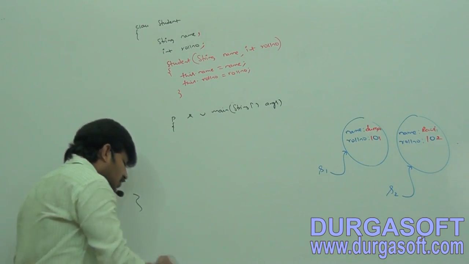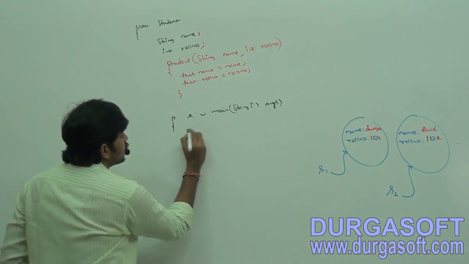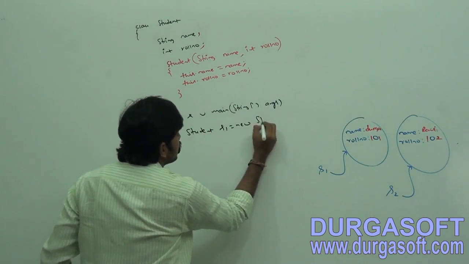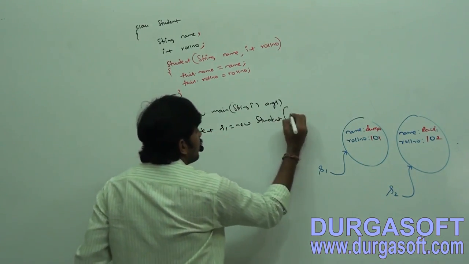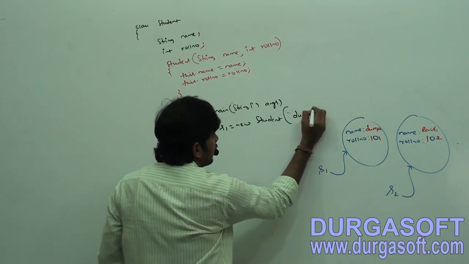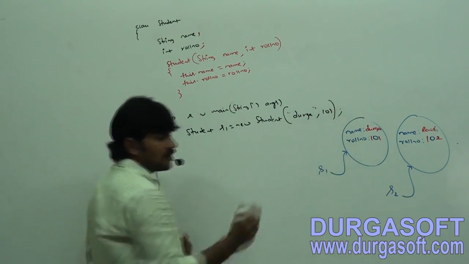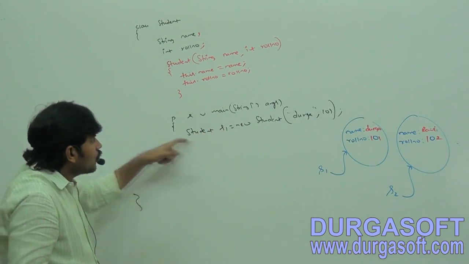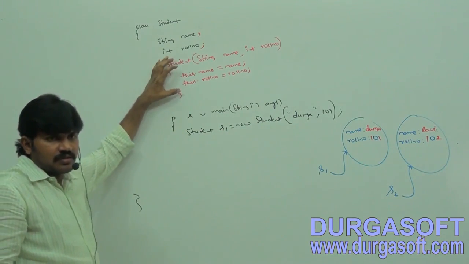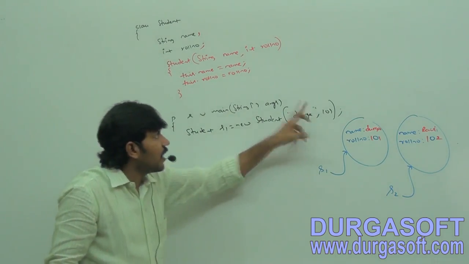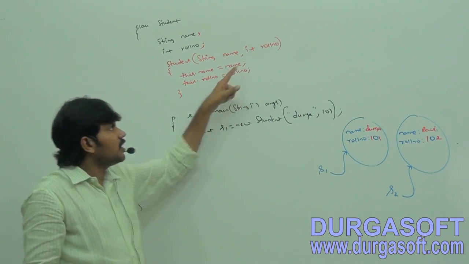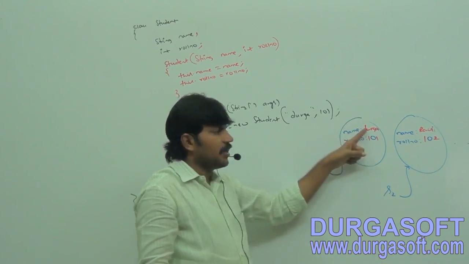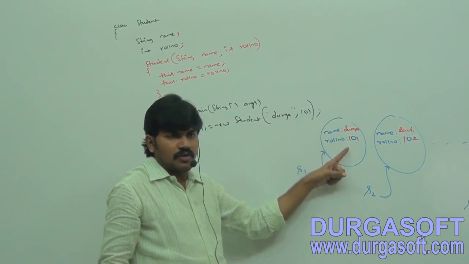Now the first student I want to create: Student s1 = new Student("Durga", 101). Whenever we are creating this object, the constructor will execute automatically. What will this constructor do? Whatever values you provided will be assigned to the current object. Then first object s1: name Durga, roll number 101.